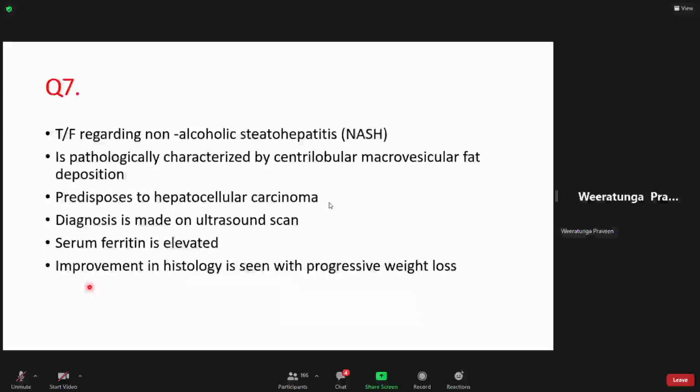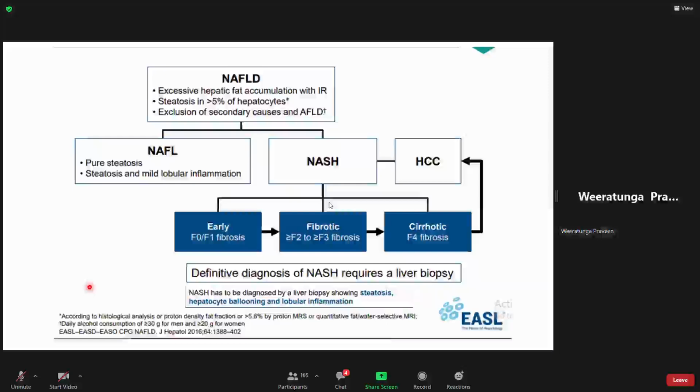Let's do an MCQ. True or false? Now this is referring specifically to NASH. So what is NASH? There is fat deposition, microvesicular fat deposition. Non-alcohol is microvesicular, alcohol is macrovesicular. And I told you that the deposition is mostly portal, periportal. Not centrilobular, periportal. And in non-alcoholic steatohepatitis, you need to see evidence of inflammation also. To diagnose NASH, you need to see hepatocyte ballooning and lobular inflammation.